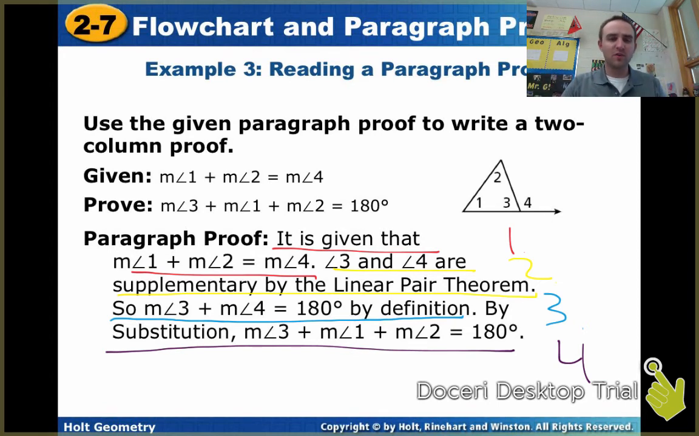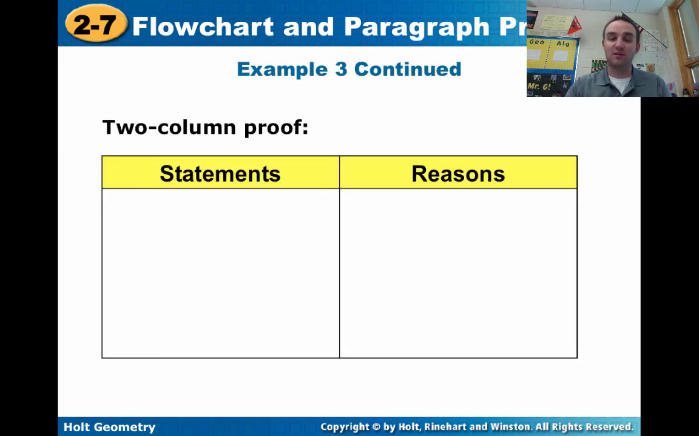We just have to be able to put them in a 2-column proof with a statement and a justification. So for step 1, our statement is measure of angle 1 plus 2 is equal to measure of angle 4. Our reason, it's given. Then step 2, 3 and 4 are supplementary, and our reason is linear pair theorem. Our step 3 is 3 plus 4 is 180, and it says by definition. We need to know that is the definition of supplementary. That would be step 3. And then finally, our substitution, that's our justification or our reason there.